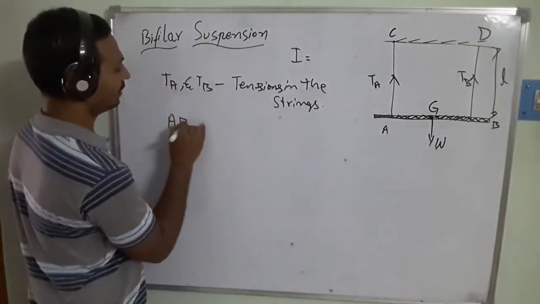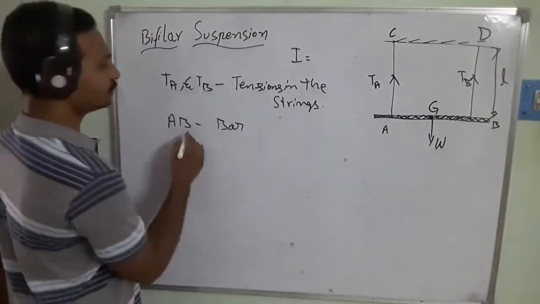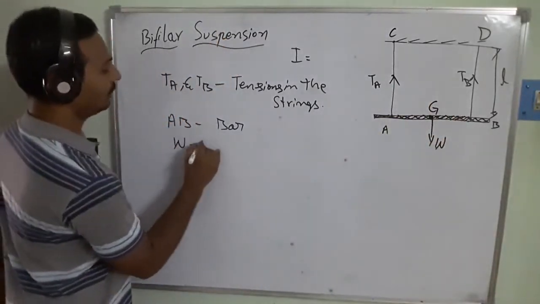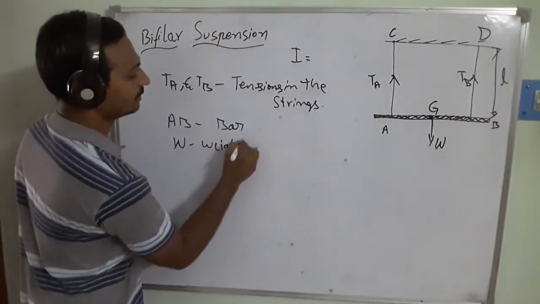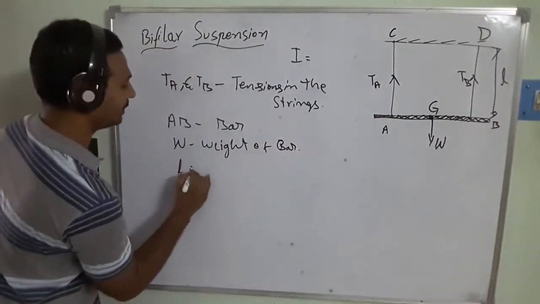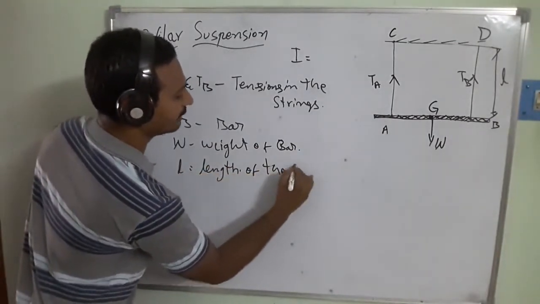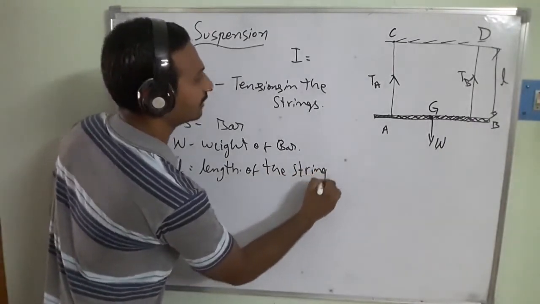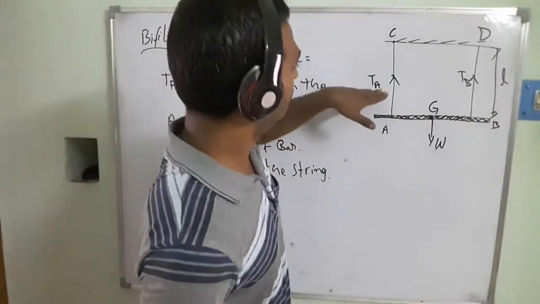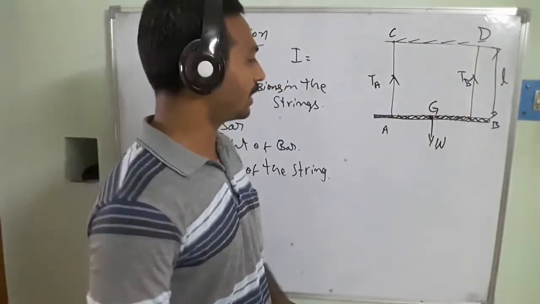AB is a bar or a rod, G is the center of gravity point, and W is the weight of the bar. L is the length of the string, that is, the flexible string. In this way, first we are going to find the tensions in the strings, TA and TB. Those are the tensions in the flexible strings we are going to calculate.